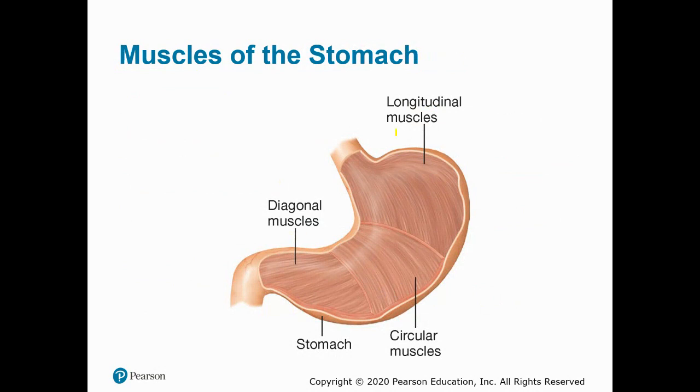The stomach has longitudinal, circular, and diagonal muscles, partly just due to the shape of the organ and because there's so much mixing that has to happen. Whereas the small intestine and large intestine are much more tubular, so they primarily have longitudinal muscle to move things along and circular muscle to do some of that mixing.